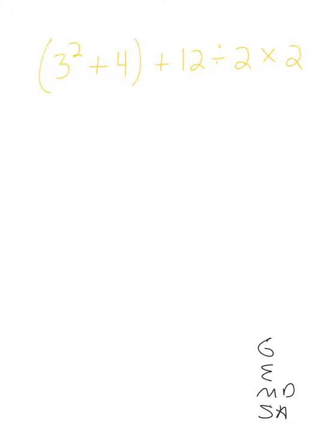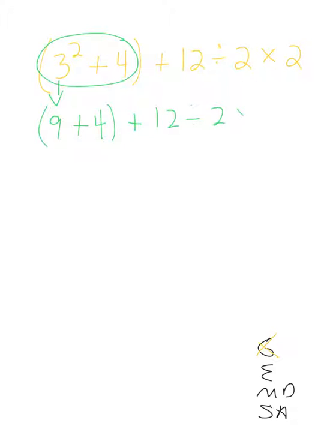Here's another one that's a little bit more complicated. We have the sum of 3 squared and 4 plus 12 divided by 2 times 2. So looking down below, we do have some grouping symbols. So I need to take a look at what's inside these grouping symbols. And inside these grouping symbols is my exponents. Those 3 squared is 9. And because this plus 4 is in the grouping symbol, I'm going to keep it there because I still need to finish up what's in that grouping symbol.